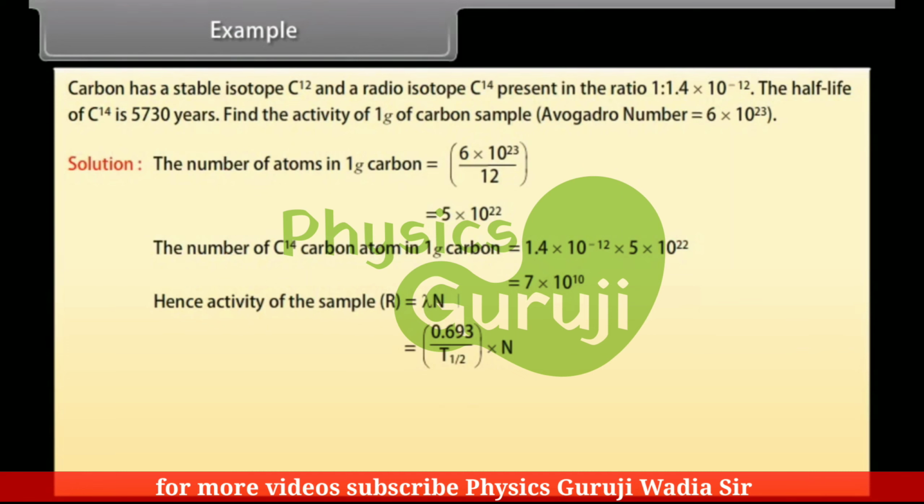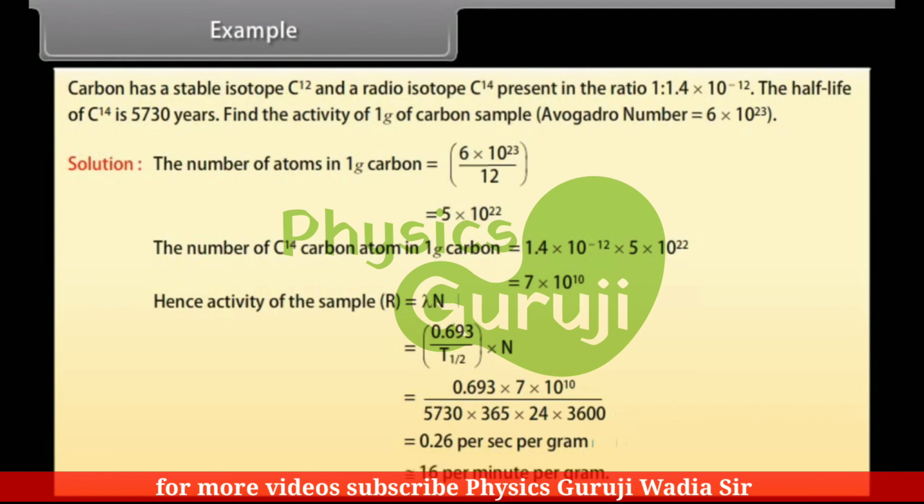times N, which is equal to 0.693 x 7 x 10 raised to the power 10 divided by 5,730 x 365 x 24 x 3,600, which is equal to 0.26 per second per gram, approximately 16 per minute per gram.